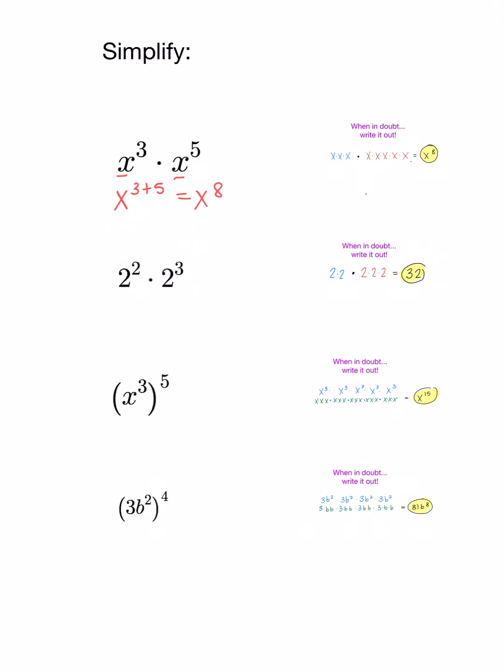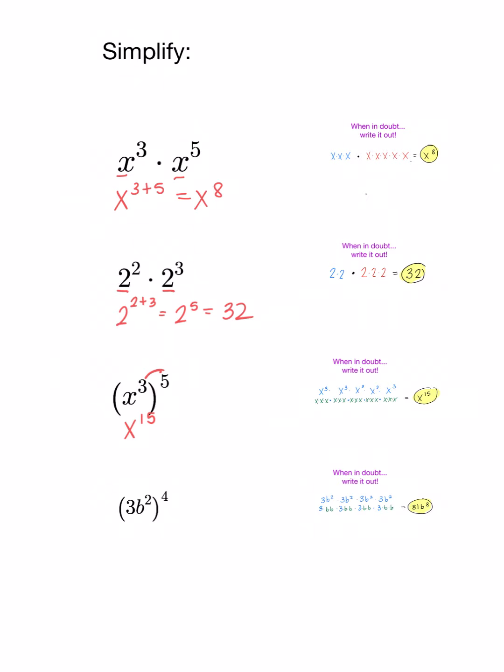For the second example, because this is the same base, they're both 2's, I can add their exponents. 2 to the 2 plus 3 would be 2 to the 5th, or 32. Again, when I wrote it out, I got the same value. For this third example, I have a term being raised to a power, and in that case I can multiply the two powers to get x to the 15th. Notice that when I wrote it out, I got the same value.